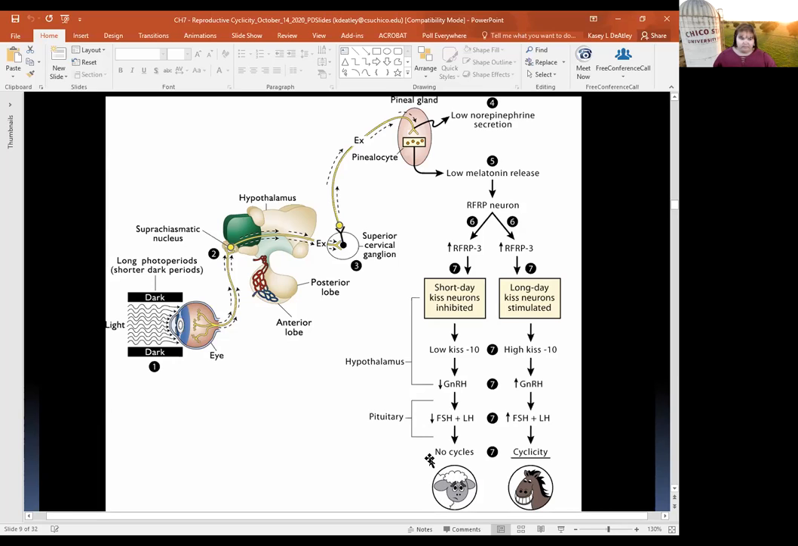Okay, and so the answer to that question then becomes decreasing melatonin causes decreased GnRH levels. So as we go back to this figure here, our low melatonin levels are going to be coming out of that pineal gland. So low melatonin, low kisspeptin, low GnRH, low FSH and LH equals no cyclicity in the sheep.